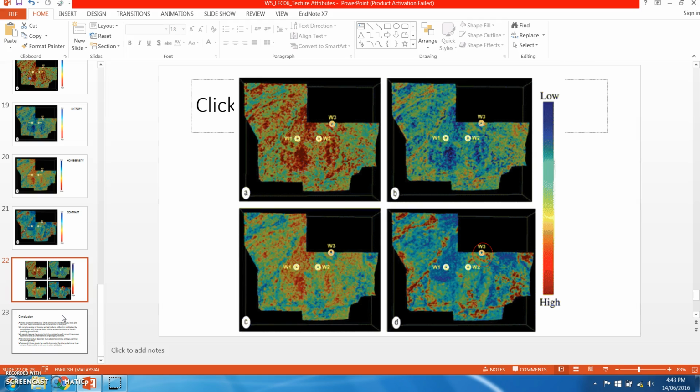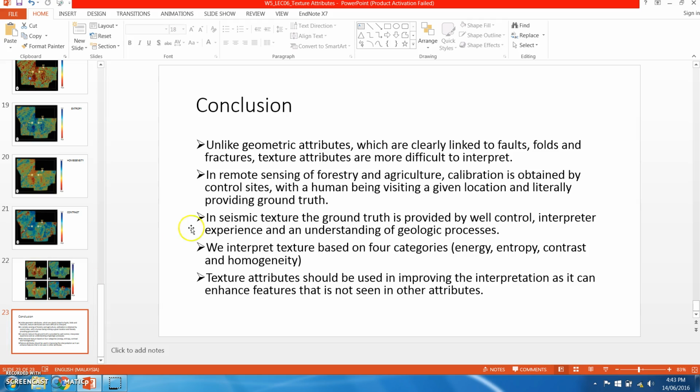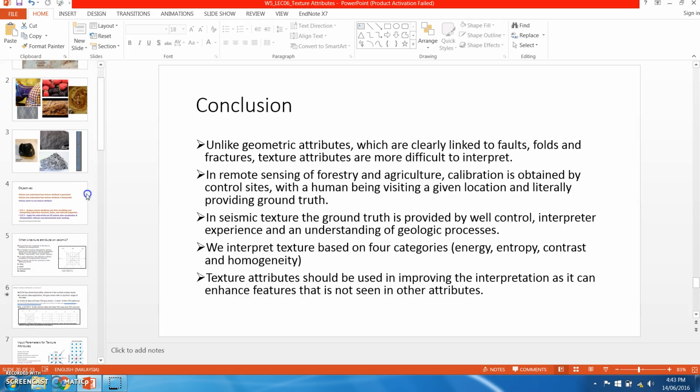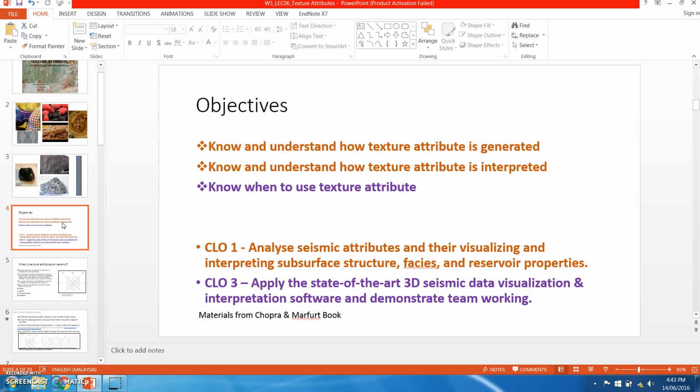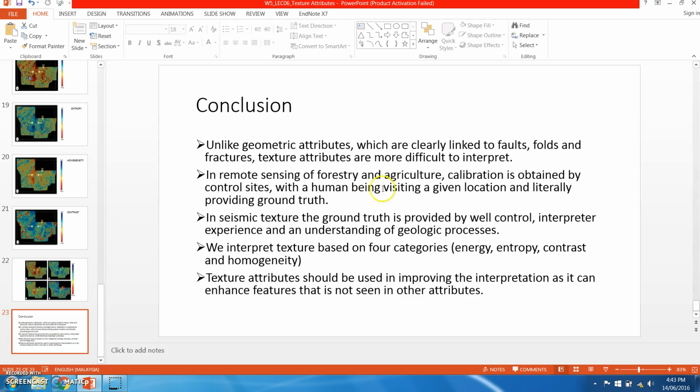So in conclusion, this lecture had covered all three objectives. In the beginning, we would like students to know and understand how texture attributes are generated. They are generated based on GLCM with levels 1 to 8, and you know how to apply them, which is we use energy, entropy, contrast, and homogeneity. Apart from that, we also know how to use and apply them in seismic data.